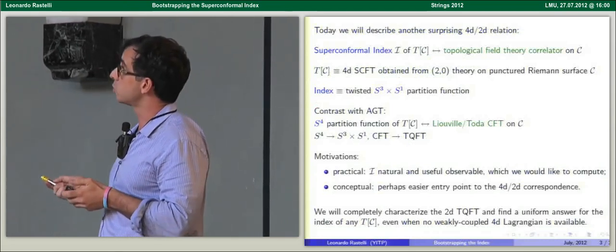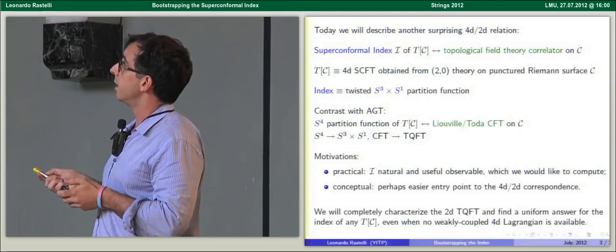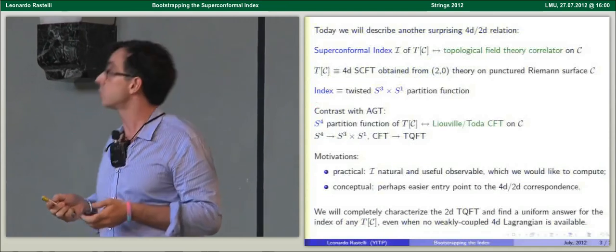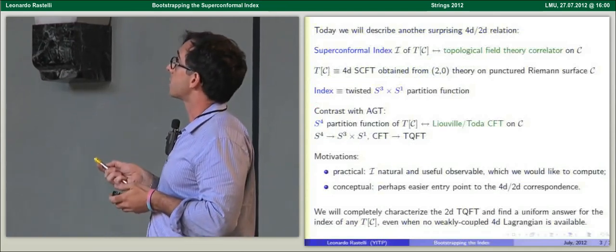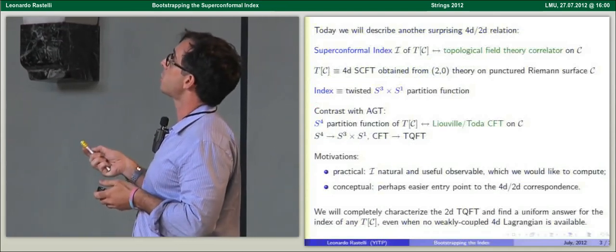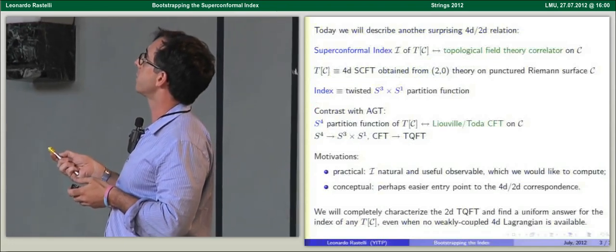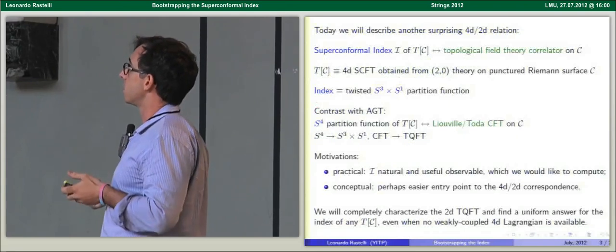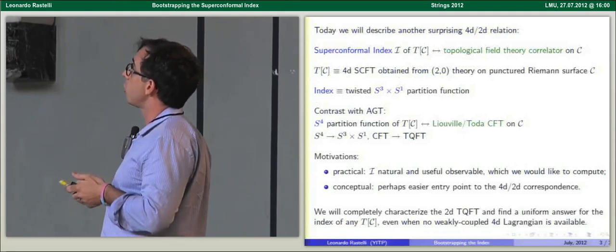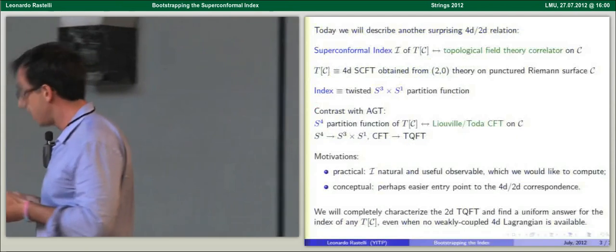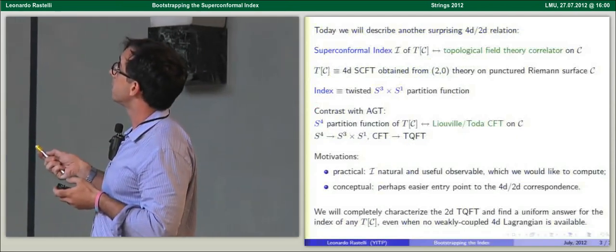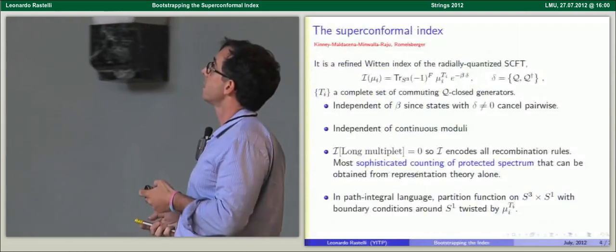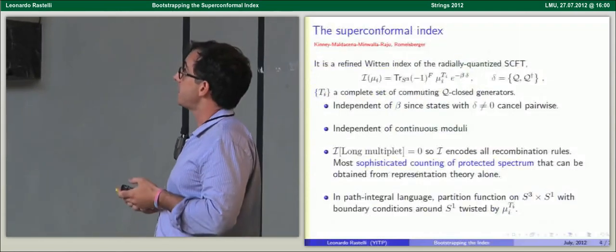And although there is a lot to do on the conceptual side, the practical problem is in some sense solved. What I'm going to present to you today is a complete algorithm to determine the index of any one of these theories by a uniform answer which relies on solving this 2-dimensional topological theory, even when the theory has no known weakly coupled 4-dimensional Lagrangian. So let me now review the basic characters.